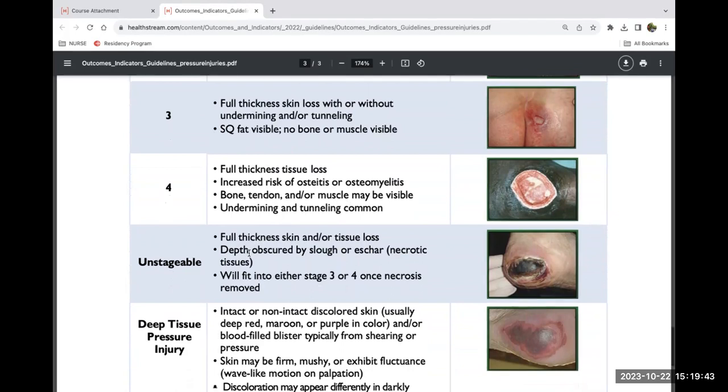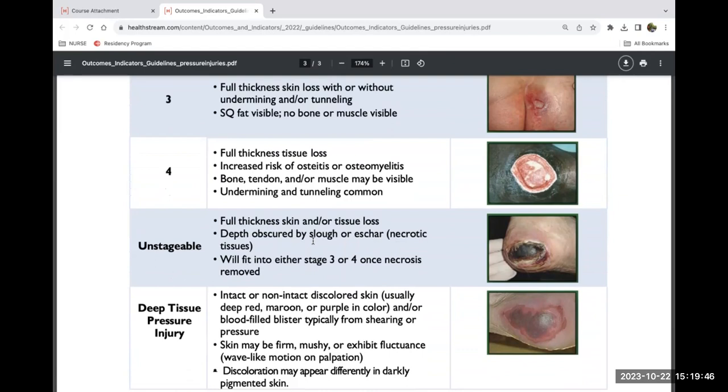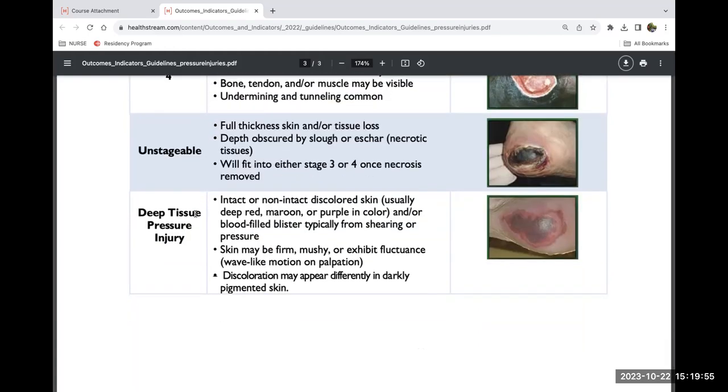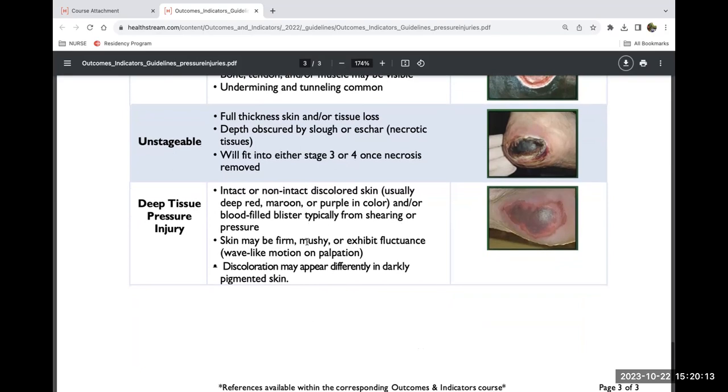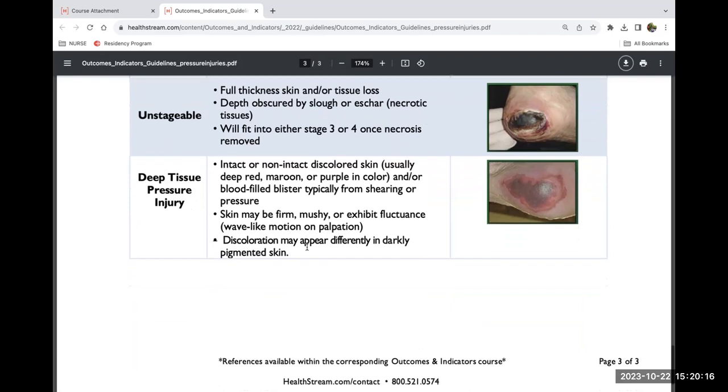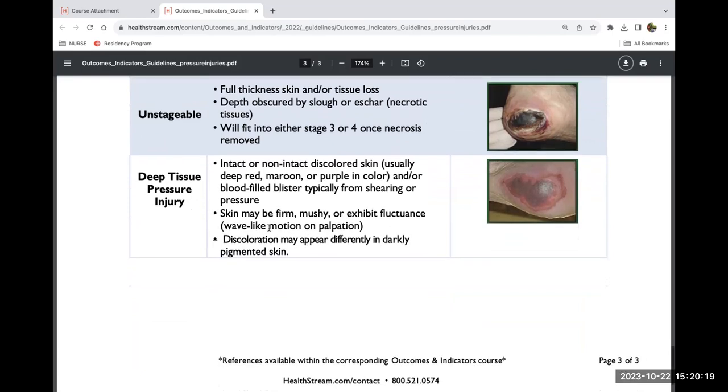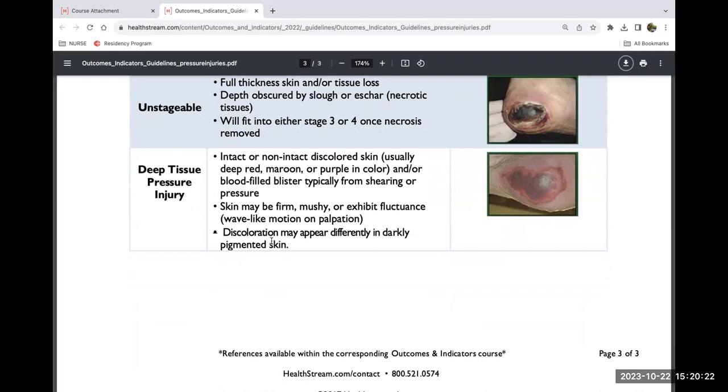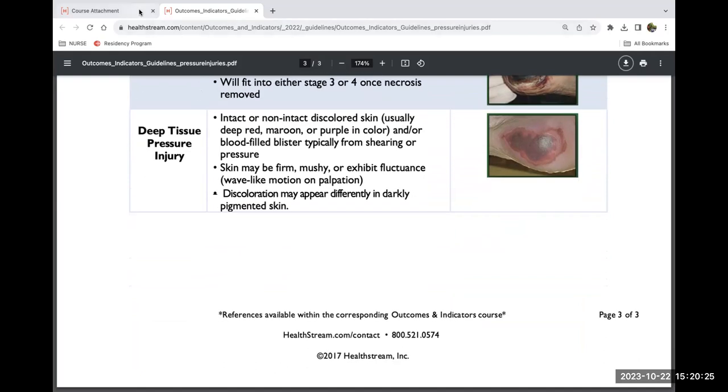Unstageable: full thickness skin or tissue loss obscured by slough or eschar. Necrotic tissue will fit into either stage 3 or 4 once necrosis is removed. Deep tissue pressure injury, intact or non-intact: discolored skin, usually deep red, maroon, or purple in color, and or blood-filled blister, typically from shearing or pressure. Skin may be firm, mushy, or exhibit fluctuance, a wave-like motion on palpation. Discoloration may appear differently in darkly pigmented skin.